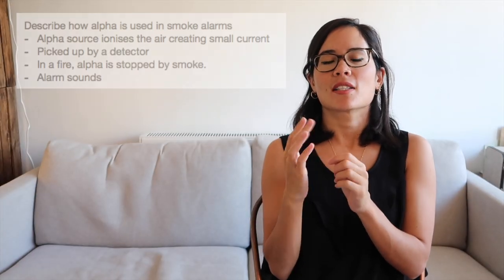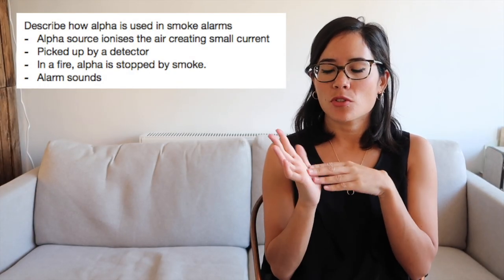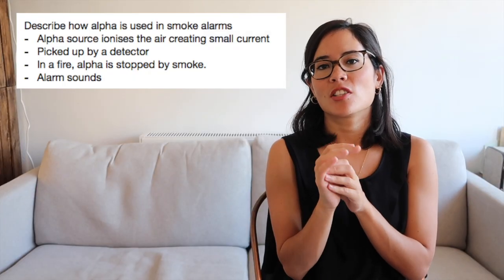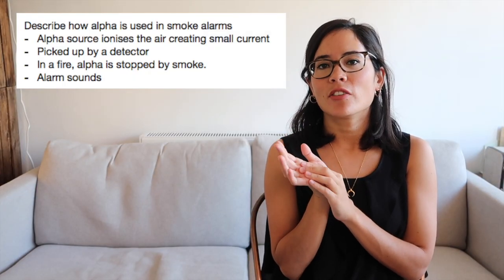Looking at uses of radiation. Alpha radiation is used in smoke alarms. I'm going to chat to you about how this works. So you have an alpha source in a smoke alarm, which is giving off alpha particles. And what happens is those alpha particles collide with air particles in the air, and they ionize them, creating a small electric current which is picked up by the detector. Now, I've already told you that alpha's range in air is very limited. So the moment there's a fire, there's now smoke particles in the air, and they obstruct the alpha and stop it reaching the detector. So the detector gets 0 reading, and therefore the alarm goes off.